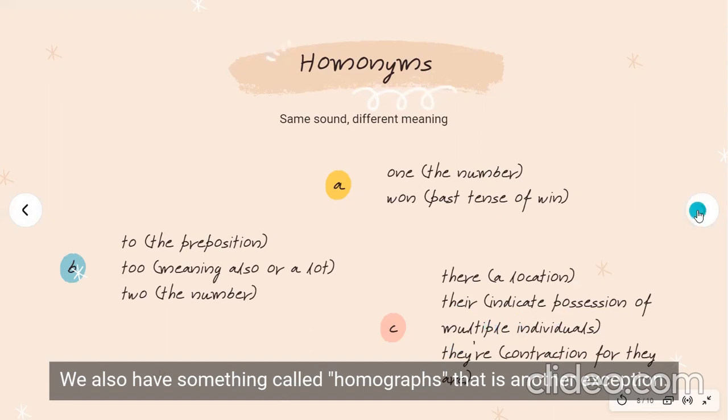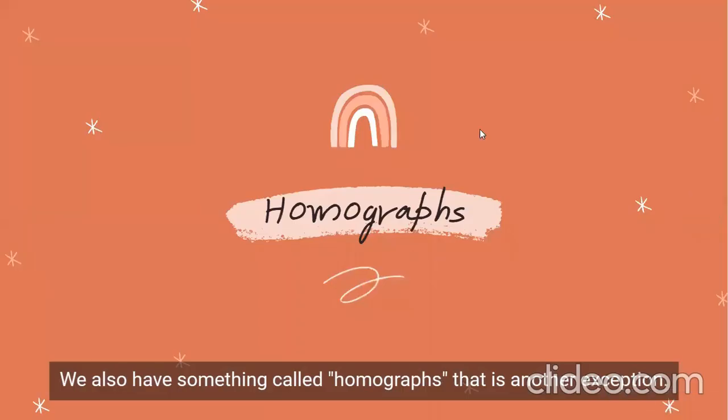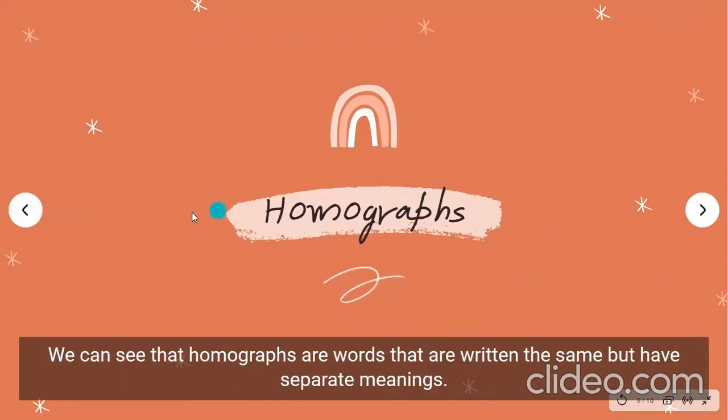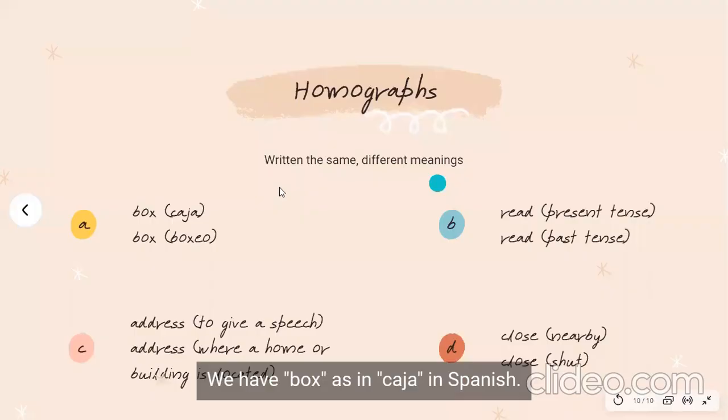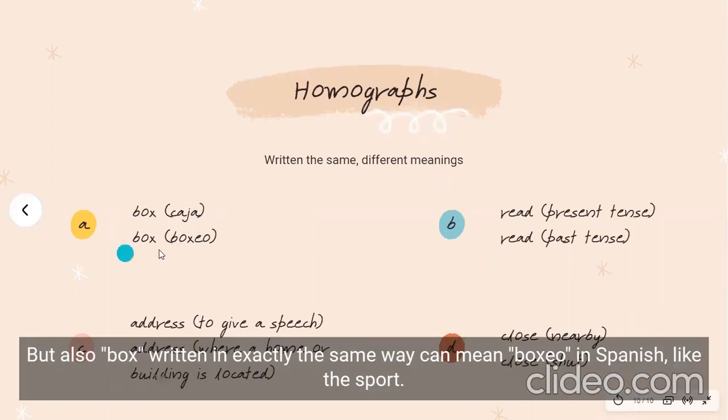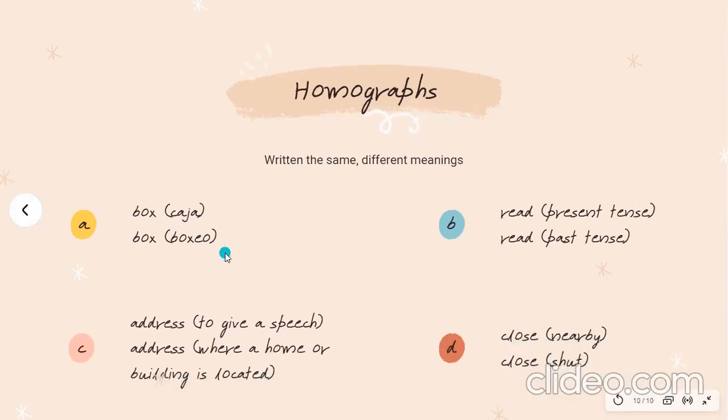So we also have something called homographs. That is another exception. We can see that homographs are words that are written the same but have separate meanings. So let's see some examples. We have box as in caja in Spanish, but also box, written in exactly the same way, can mean boxeo in Spanish, like the sport.